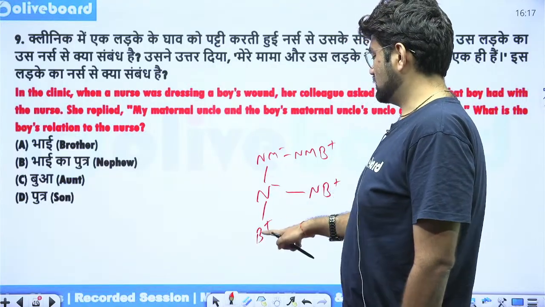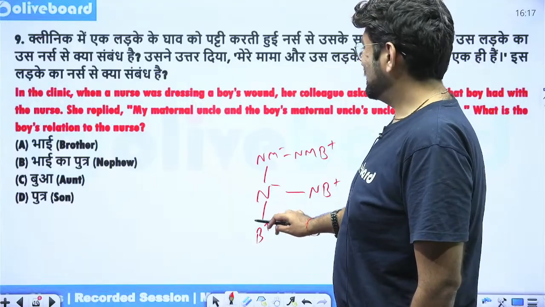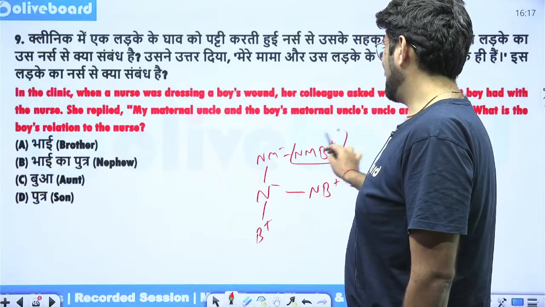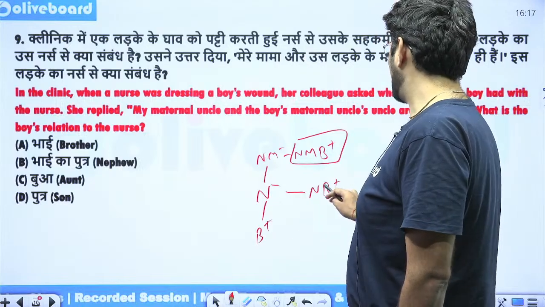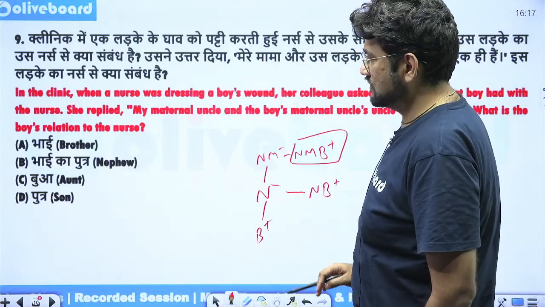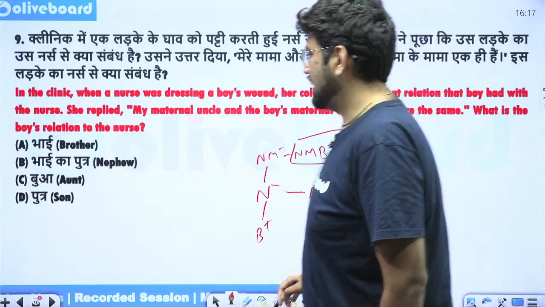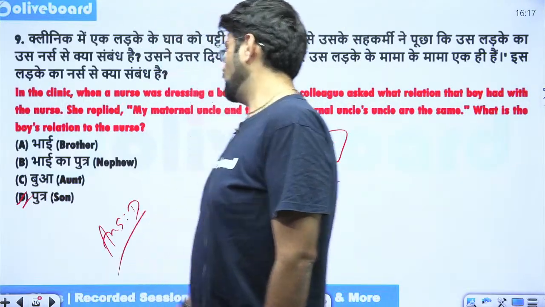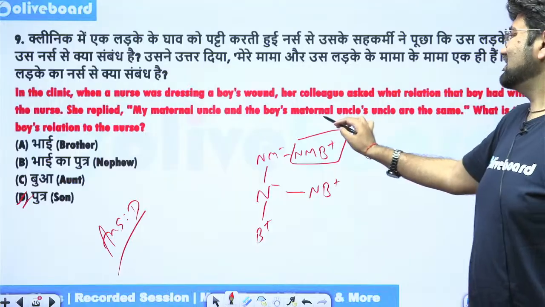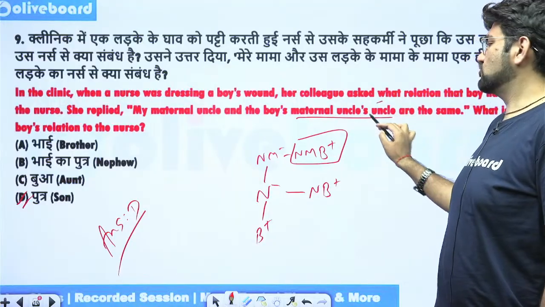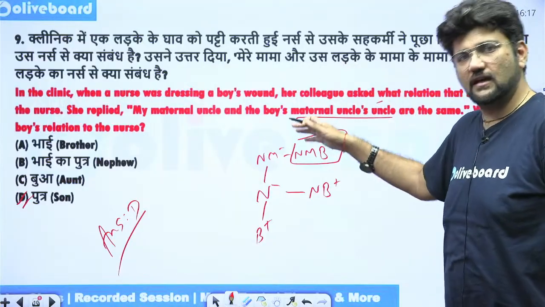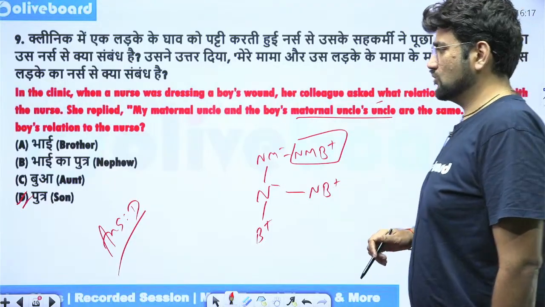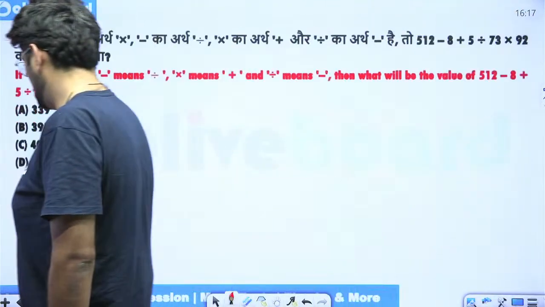Now this is an interesting question. See, so now she is saying that my maternal uncle, her maternal uncle, and the boy's maternal uncle's uncle, they are the same person. So what is the boy's relation to the nurse? He has to be the son. There is no other option that this can go through. But see, maternal uncle's uncle means you can't consider this to be a paternal uncle now. This is both maternal uncle's maternal uncle only. So that's how you approach the question. Option D is the right one. Next.